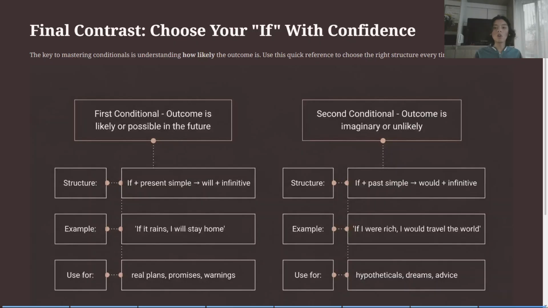So the easiest way to solve this is to ask yourself one question. Will this realistically happen? If the answer is yes, we use the first conditional. If the answer is no, or the situation is imaginary or very unlikely, we use the second conditional.